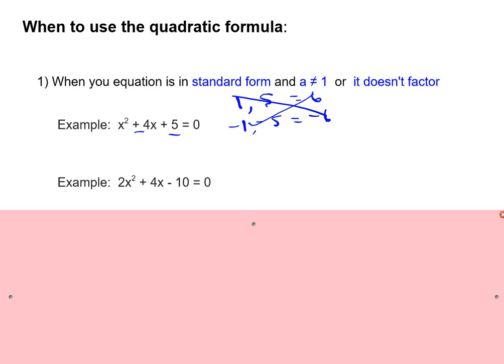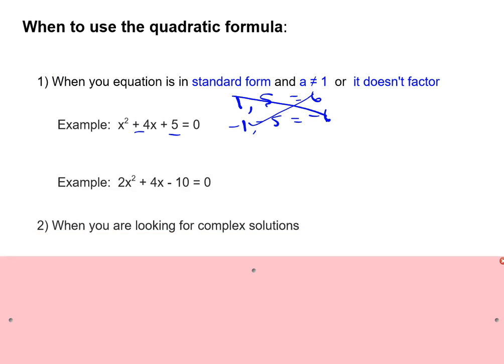Now on this one, if you notice, there is a common factor of 2, so we could divide everything by 2 before we start. But it still doesn't factor, so the quadratic formula would be a good option. Also, if you're looking for complex solutions, the only two options you really have are the quadratic formula and the square root method. Factoring and graphing, neither one works for complex solutions.